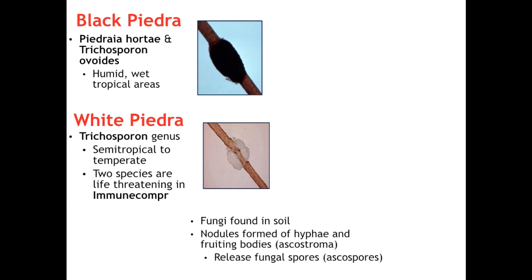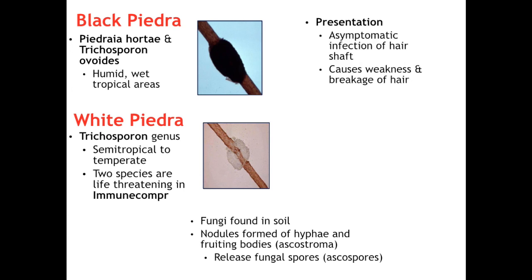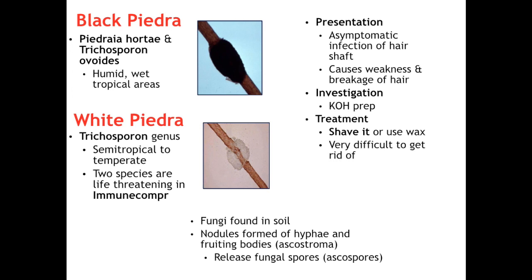So this one is contained in the hair. Once those nodules grow large enough, they release their fruiting bodies into the air, fall into the dirt, and the cycle repeats. Now, the genus Trichosporon, do not confuse it with Trichophyton rubrum, from our actual tineas. The presentation is completely asymptomatic, it's not even itchy. The only thing it will cause is weakness and breakage of the hair. So it's very hard to diagnose, and it's even harder to treat. Ideally, wax the area, and you can use terbinafine by mouth, but treatment takes weeks.